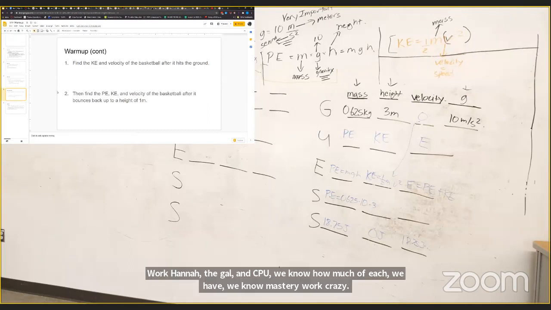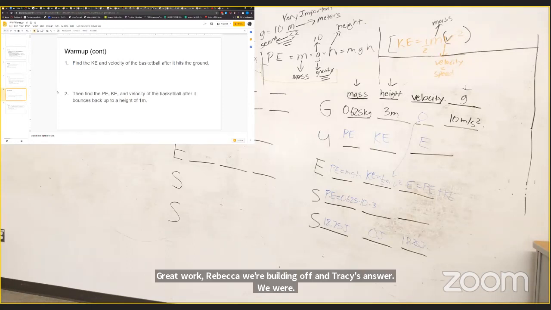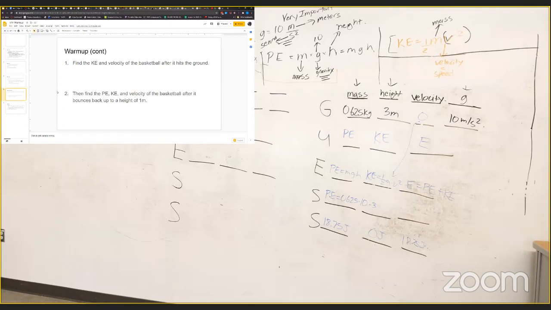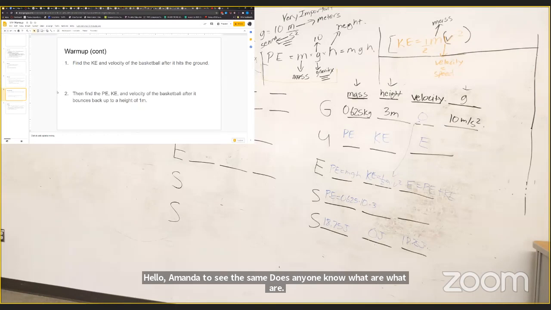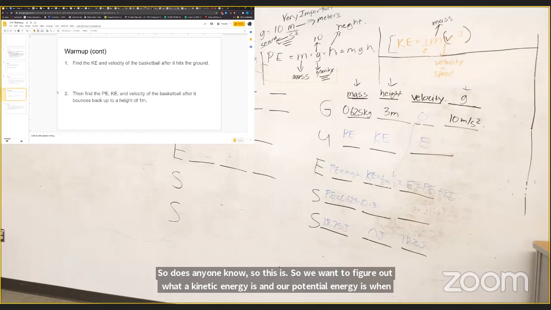Does anyone know, so we want to figure out what our kinetic energy and our potential energy is when it hits the ground. That's so that we're no longer at the top of the hoop. We are on the ground now. We hit the ground, so we want to think about that. I also wrote down that we know our total energy. Does anyone know what our total energy might be? It's a challenging concept, but we do know our total energy. We don't actually need to calculate it. Anyone have any ideas?